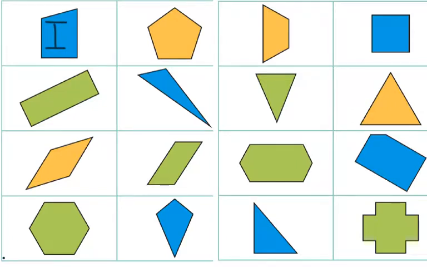Let's go across to this next one. 1, 2, 3, 4, 5. It's a pentagon. It looks to me like all those sides are the same length and all the angles are the same. So I'm going to say that is a regular pentagon.